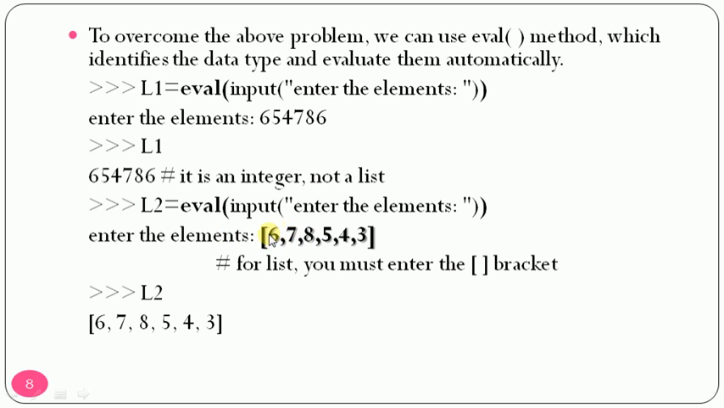Suppose I am inputting 674786. Instead of this, I am inputting in this way some numbers within square brackets separated by commas. Then that will be taken as a list. When I display this L2, I will get a list of numbers, not characters. So in this way, if you want, you can give the list enclosed within brackets and separated by commas.